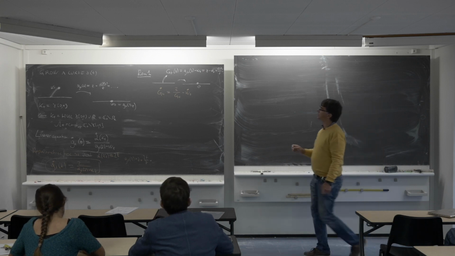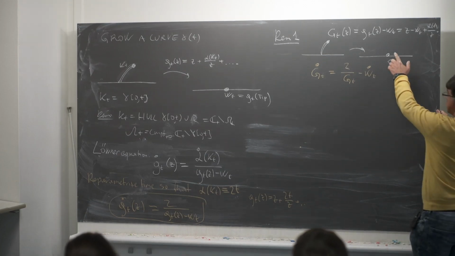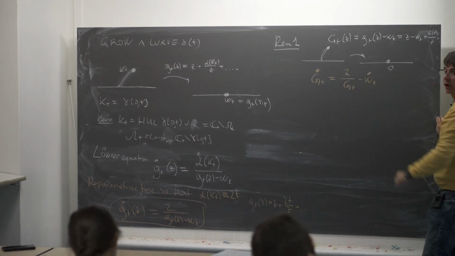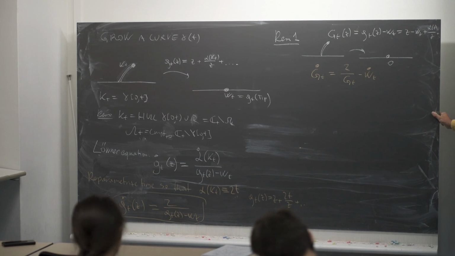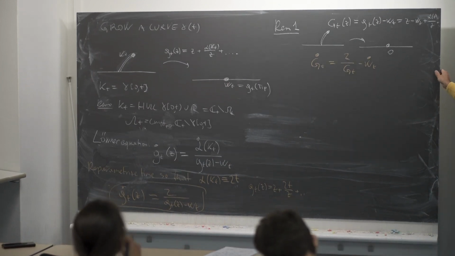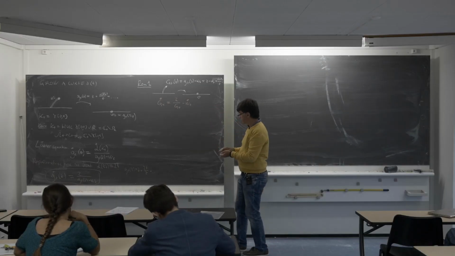So the problem with G_t is that if W_t is not smooth, if it jerks around, then G_t will also jerk around. So it won't behave as nicely as the other map g_t, but the equation in some cases is simpler. It's simpler to work with this parameterization.